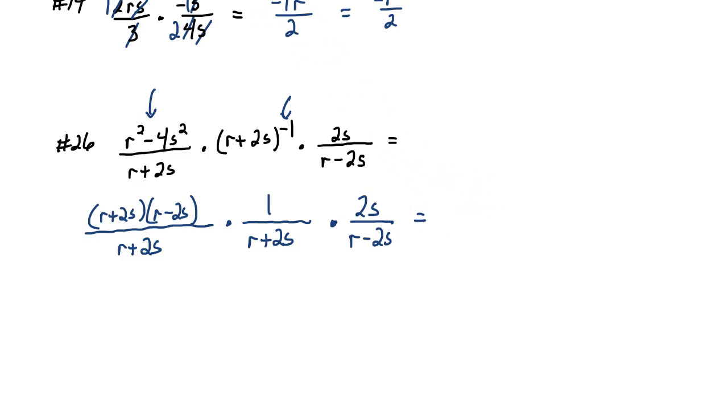Now let's look for any reducing. R plus 2s cancels r plus 2s. R minus 2s cancels this over here. I think that's everything that reduces. So what's left over in the top is 2s, and in the bottom is r plus 2s.